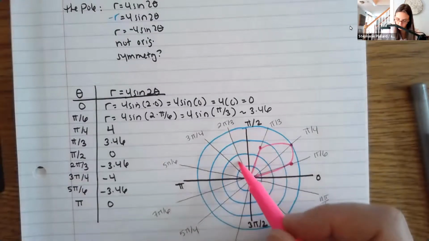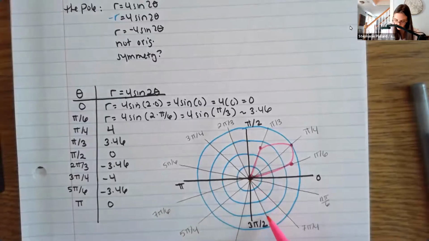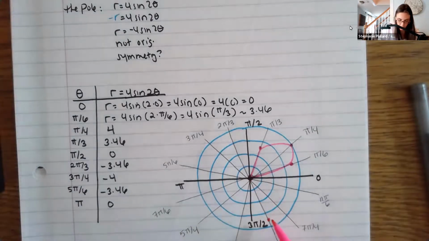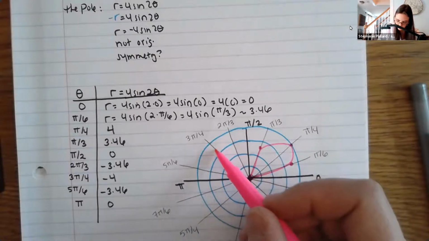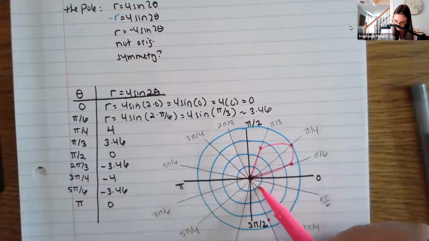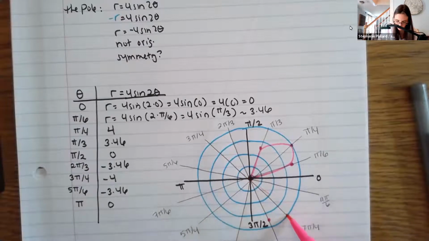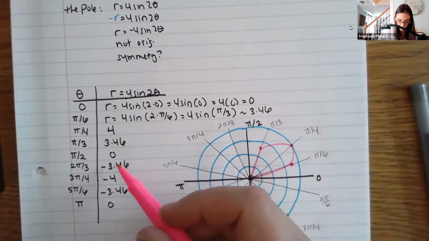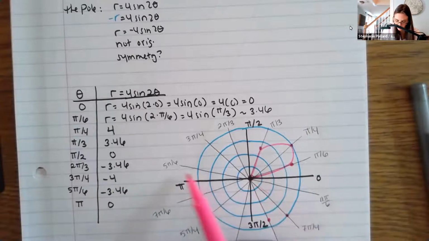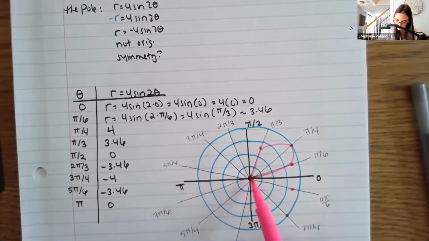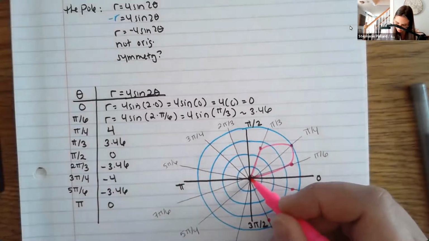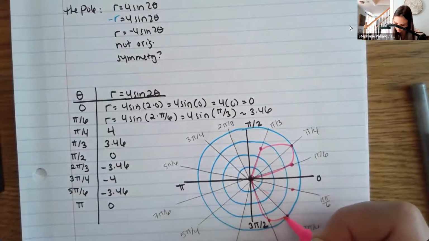So I'm going to the other side here. And let's see, negative 1, 2, 3.5 about. And then at 3 pi over 4, again, I'm at negative 4. So I'm going to the other side here. 1, 2, 3, 4. And then at 5 pi over 6, which is here, I'm at negative about 3.5. And then at pi, I'm back at 0. So I see this other petal forming like this.